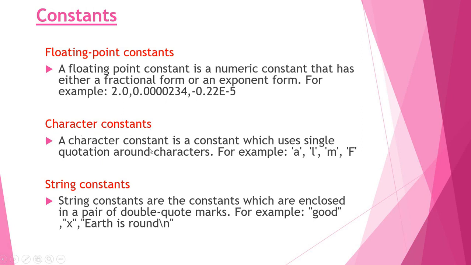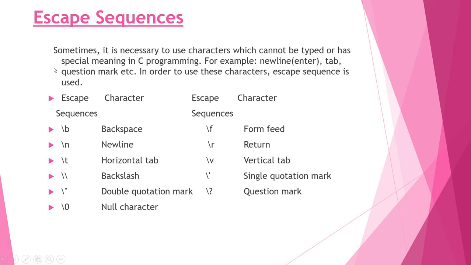Now is character constant. A character constant is a constant which uses single quotation marks around characters. For example, 'A', 'L', 'M', 'F'. String constants. String constants are the constants which are enclosed in a pair of double quote marks. For example, "good", "X", "earth is round", etc.